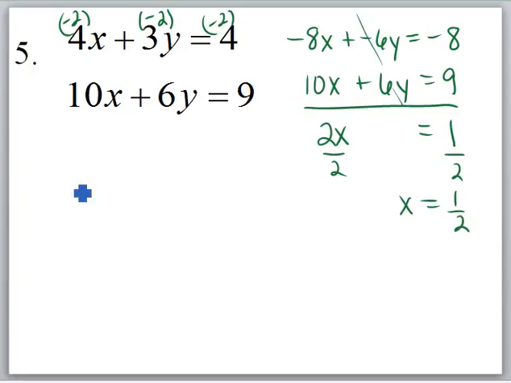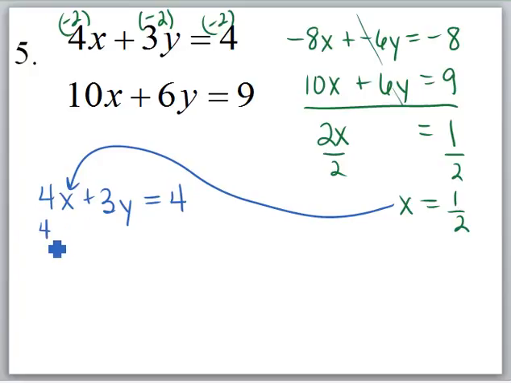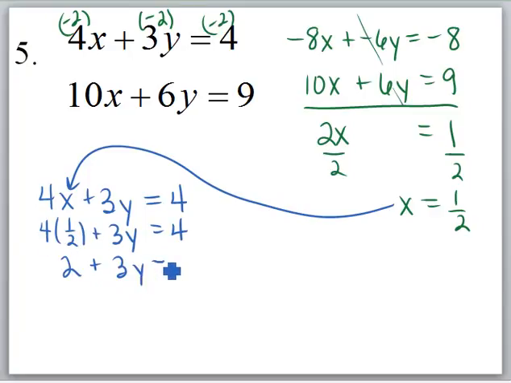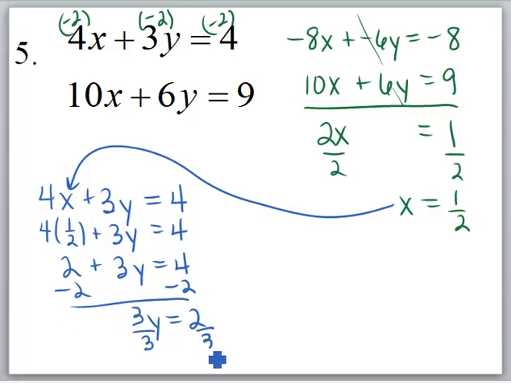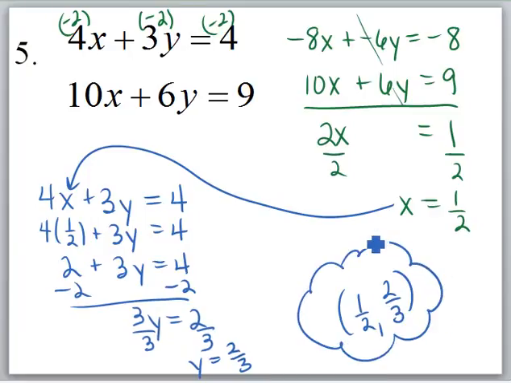So then what I'm going to do is go ahead and pick the first equation because it looks simpler to me, a little smaller numbers. I'm going to take and plug that in for the x. So I've got 4 times 1/2 plus 3y equals 4. So half of 4 is 2 plus 3y equals 4. I'll subtract 2 off both sides, and I get 3y equals 2. Divide by 3 on both sides, and I end up with 2/3. This is the correct answer, even though we ended up with fraction answers. That's okay. Sometimes our intersection point doesn't come out to be whole numbers exactly.